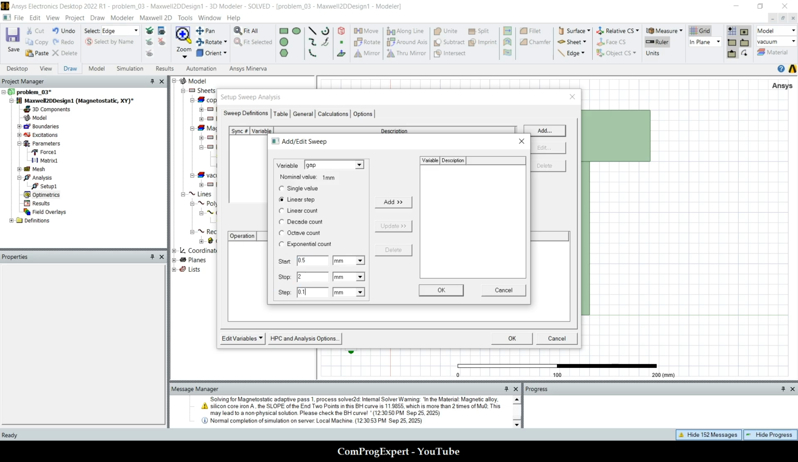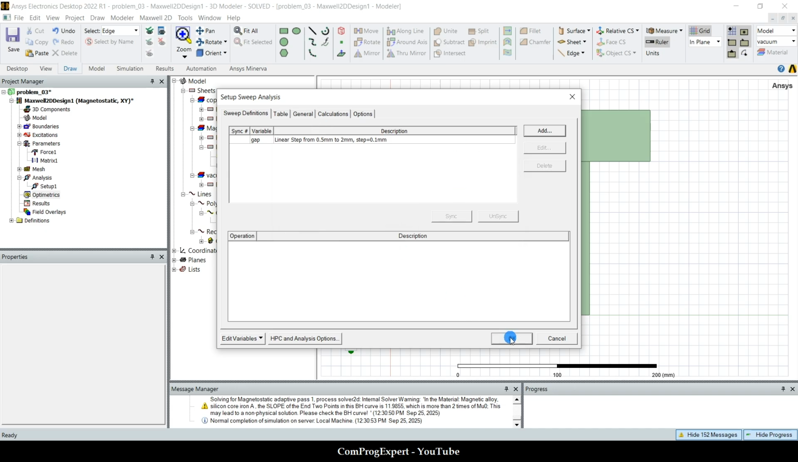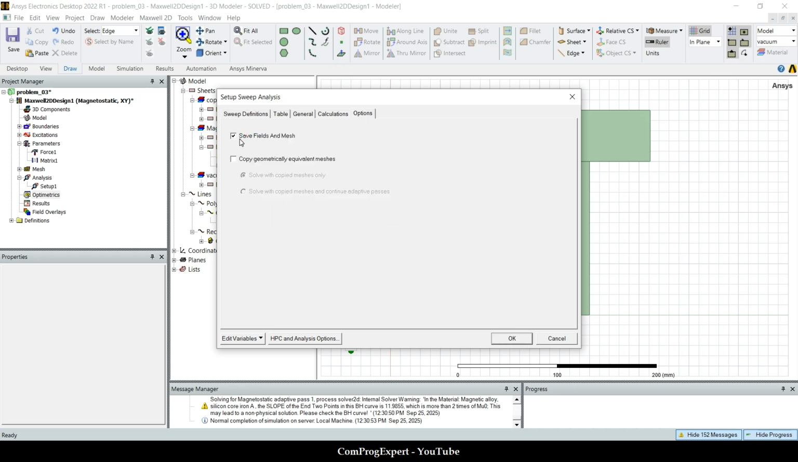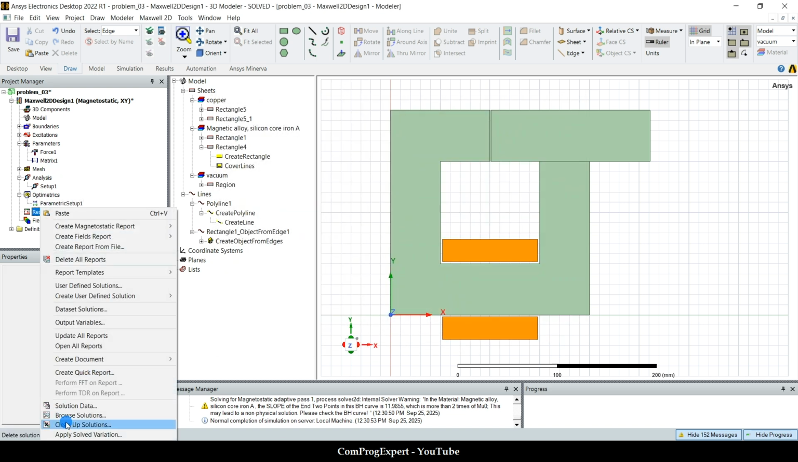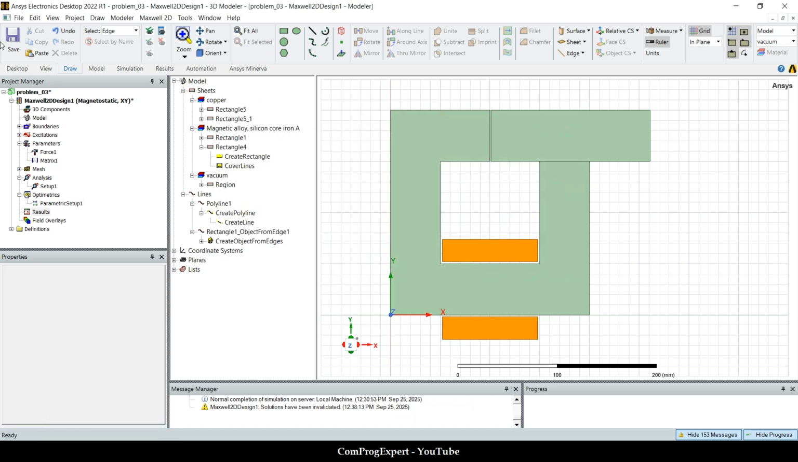The step size 0.1. Okay, so options, save, field, and mesh. In the previous solutions, in this case, I am going to fix the value of the current and change the value of the air gap thickness.